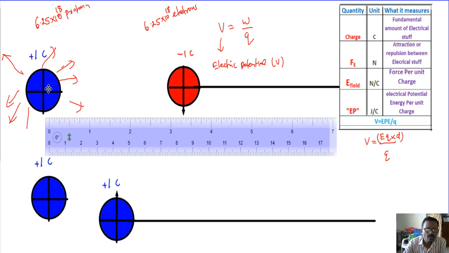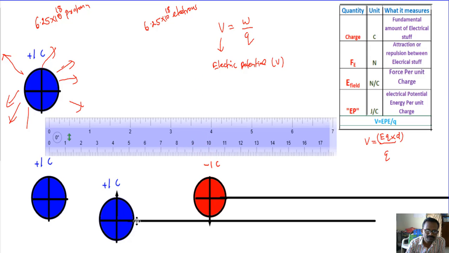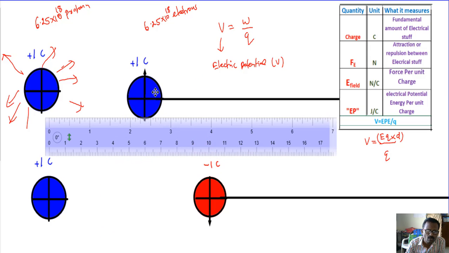Here we have 1 coulomb. What does it mean? Here we have kept 6.25 times 10 power 18 protons. It has a charge of 1 coulomb. Here we have 6.25 times 10 power 18 electrons. It has minus 1 coulomb. Okay, now do one thing. This is also 1 coulomb.